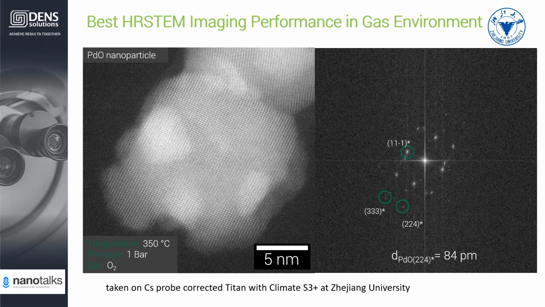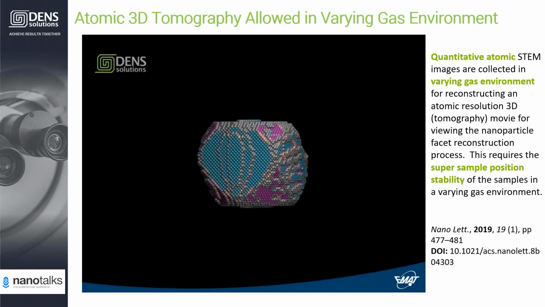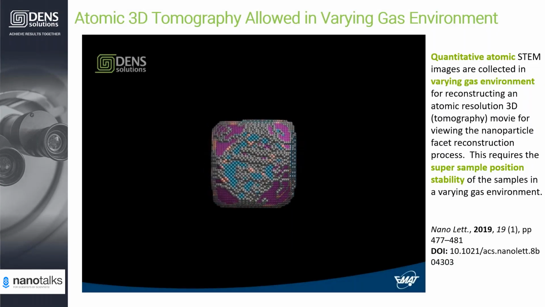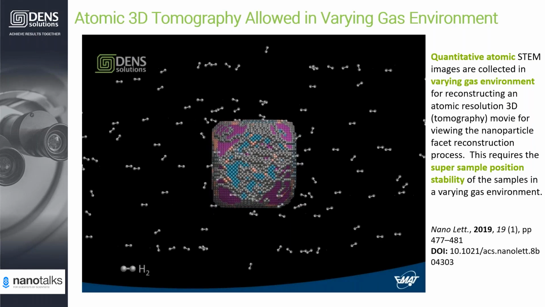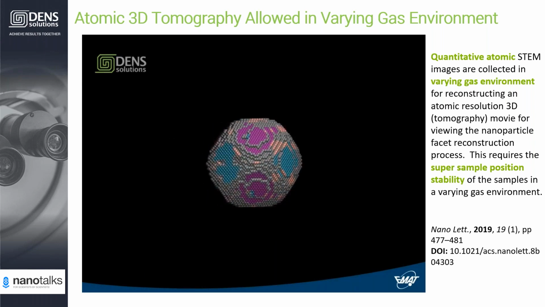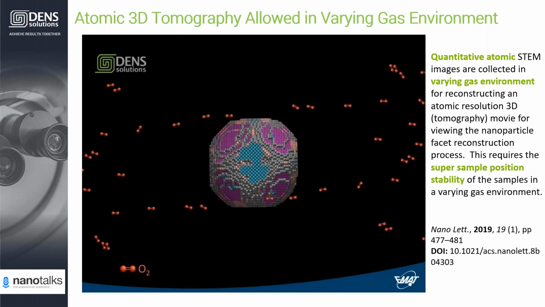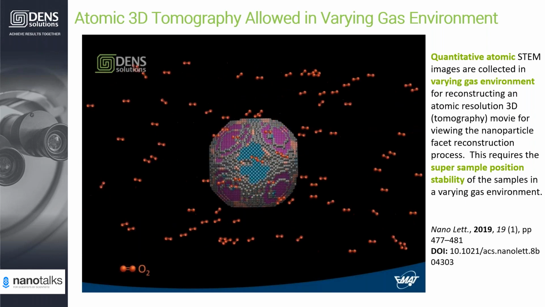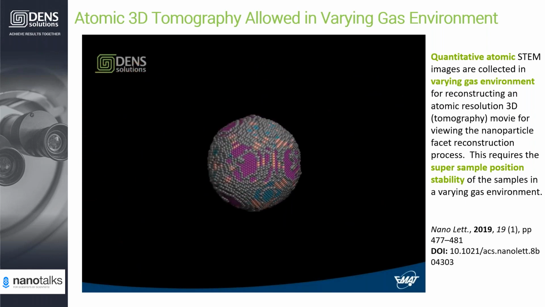We can see here that the image quality is as good as in the usual high vacuum and room temperature condition. We see the performance under static environment. What's the dynamic environment performance? Let's look at this example from EMET. The researchers from EMET used the climate system and changed the gas environment from hydrogen to oxygen. You can see the fast morphology change when they change from hydrogen environment to oxygen environment.